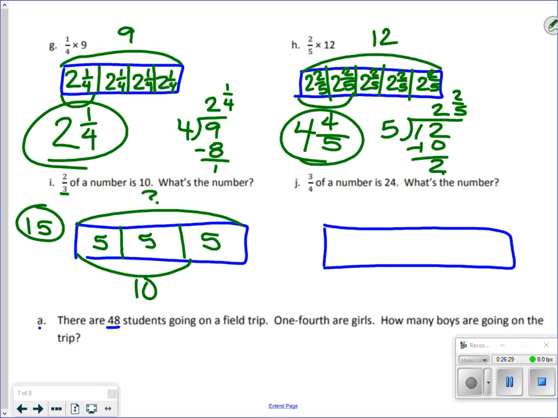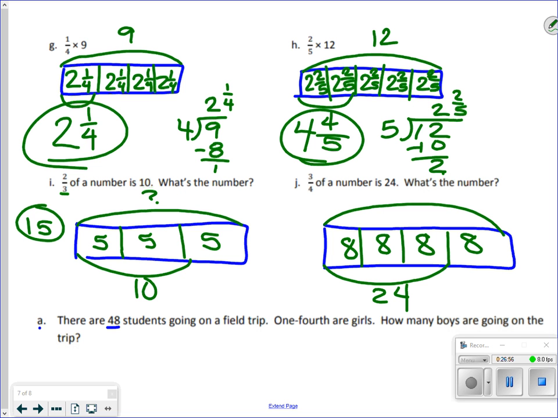3/4 of a number is 24. So I've got 4 sections. 3 of those together make 24. What's the value of each unit? 8. Because 24 divided by 3 is 8. So each unit is 8. What is the total number? 32. What is 8 times 4? 32. It can't be 24 because I've already got 24, and that's only 3 of them. 32.